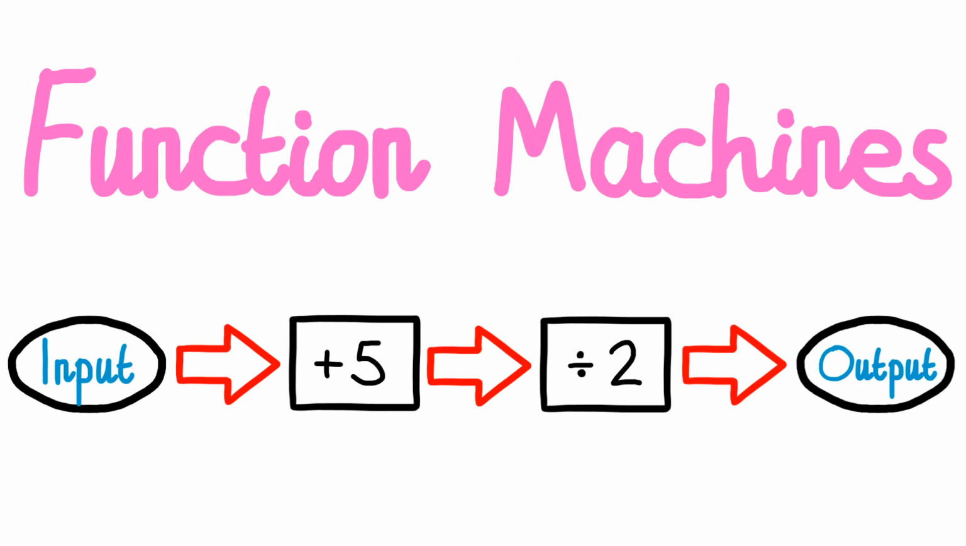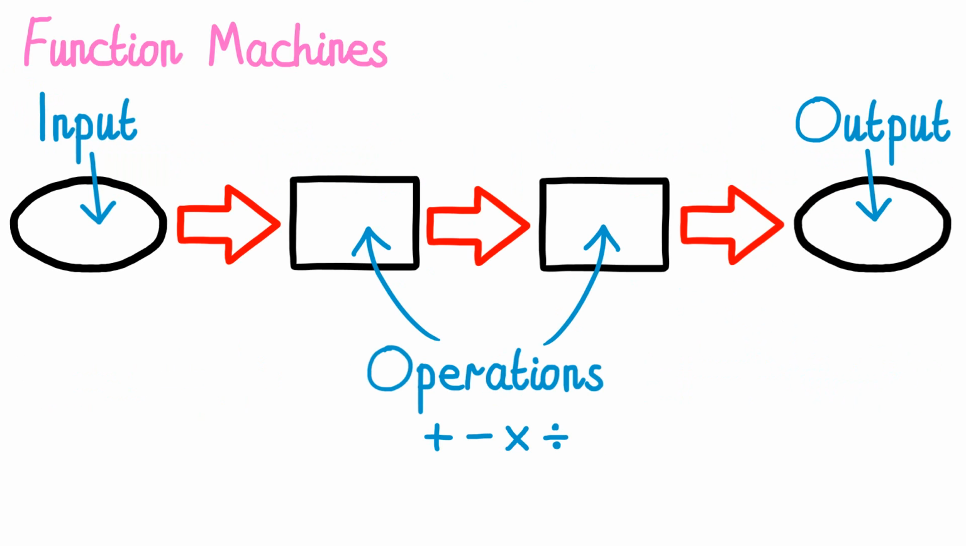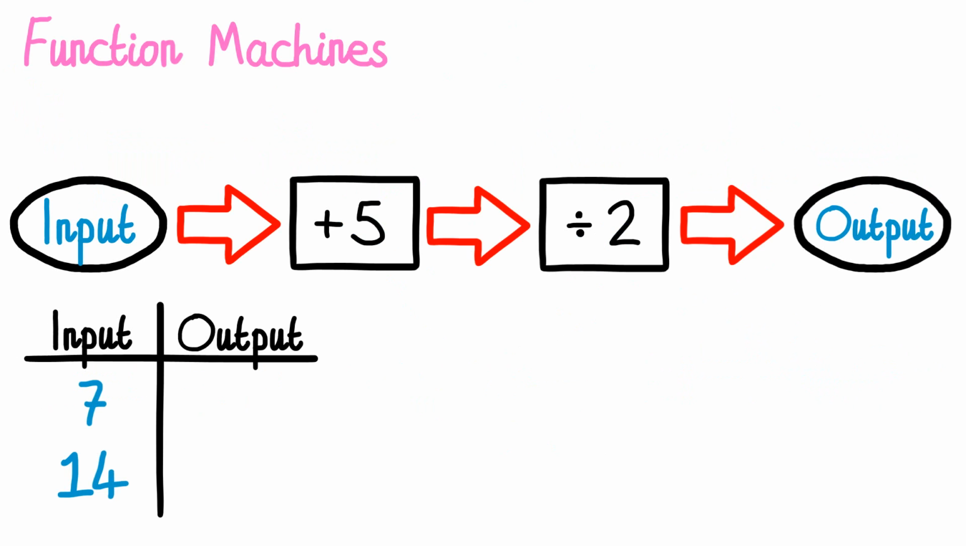Function machines. Function machines have an input, an output, and in between those some mathematical operations. Let's have a look at an example. So here we've got two inputs and we need to work out the corresponding output. So let's start with 7 and put that into the machine. So 7 add 5 gives 12, then divide that by 2, that's 6, so that's our first output.